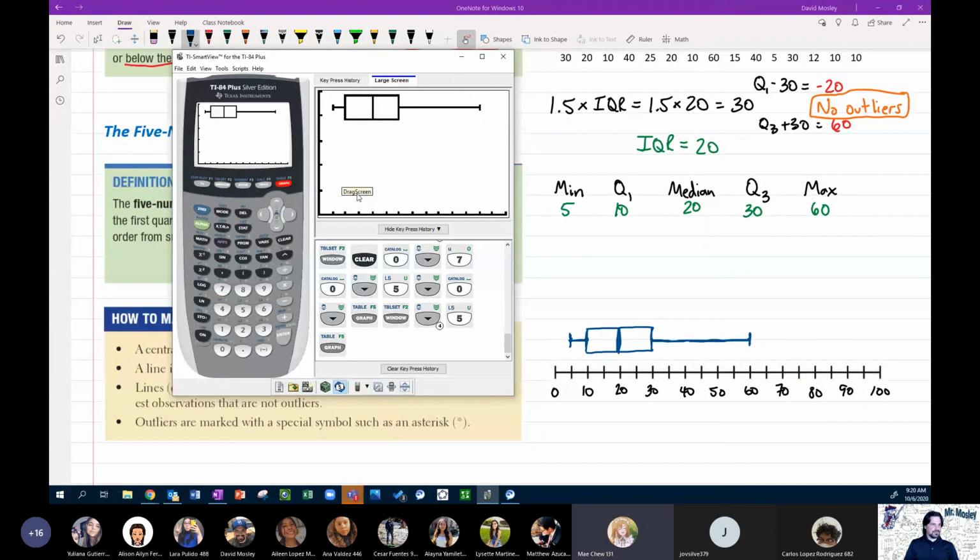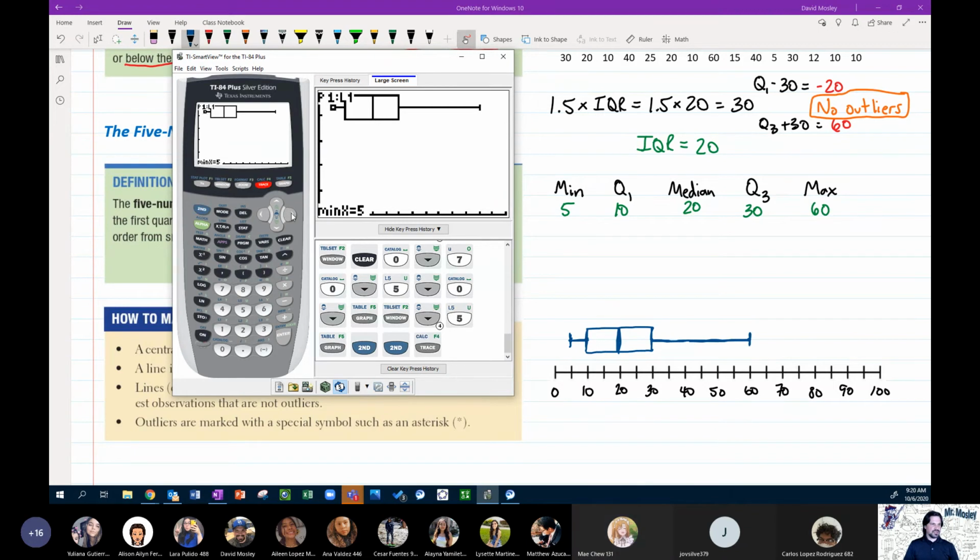Mr. Mosley? Yes. So, for the thing to show up, you still need the list, right? Yes, absolutely. It needs to be in the list, and you need to refer to that list in that stat plot menu. Okay, thank you. You're welcome.